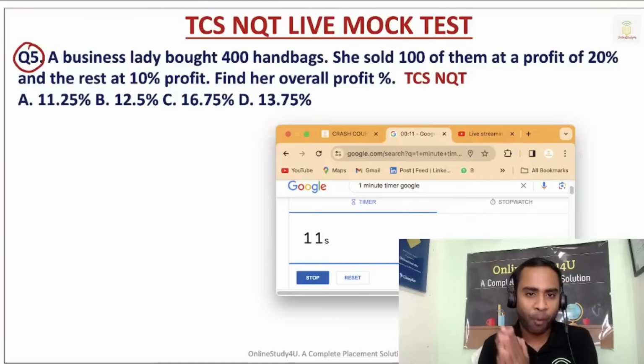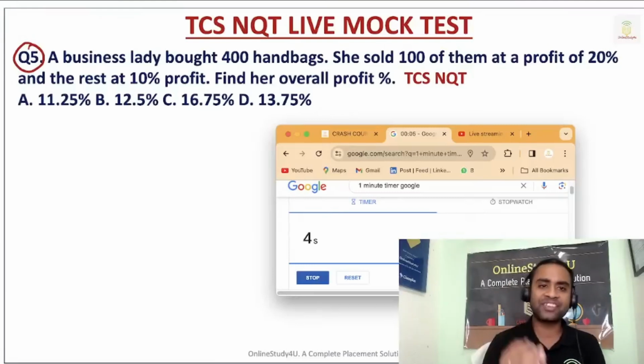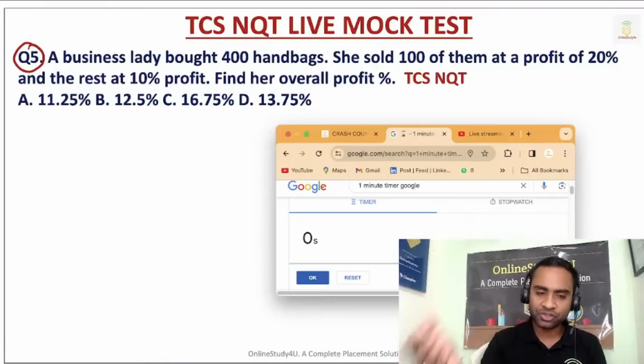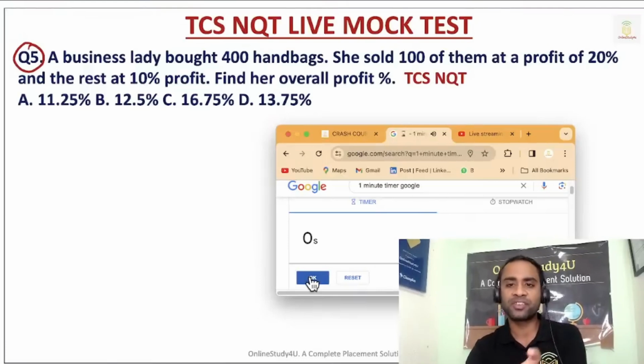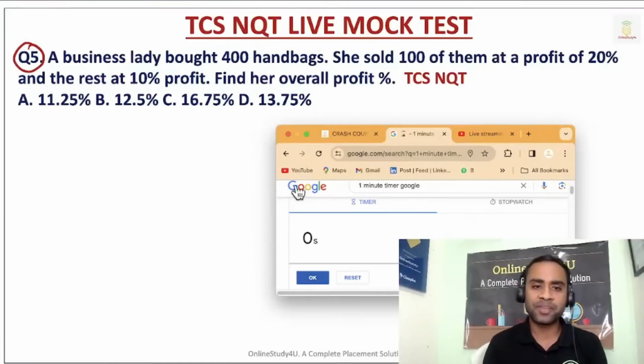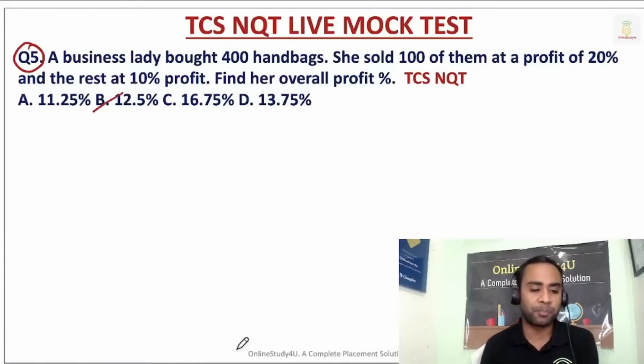So a business lady bought 400 handbags. She sold 100 of them at a profit of 20%, so 120 rupees. The rest at 10%. So 120, and the rest is 300. 10% of 300 is 30, so 330. 330 plus 120 is 450. On 400, that is 450, which means it will be around 12.5% profit. You could have easily solved it in your mind itself.